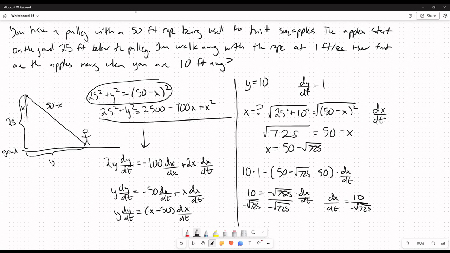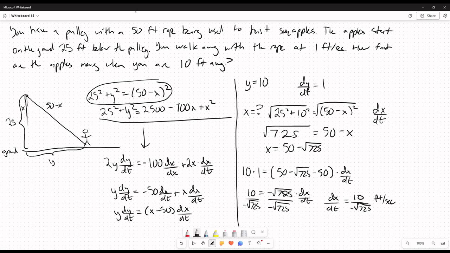We should give some units to that. That's going to be feet per second. And yeah, we were able to answer that pulley problem. So like with our distance problems, it involved a right triangle. We just had to be a little bit more clever about how we set up the problem.